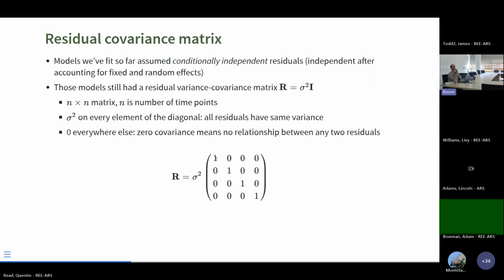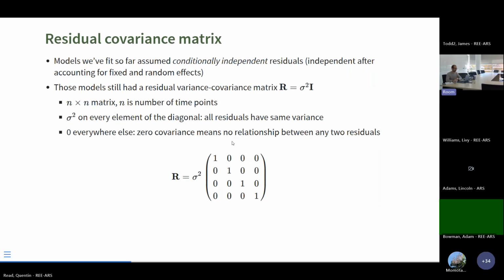The way we start to model residual covariance is by putting numbers that are not 0 into these slots. Then we can model them as being correlated. And this matrix for our time series model is going to be an n by n matrix, where n is the number of time points. This is just an example if there were 4, but our cow model has 23 time points. It'd be a 23 by 23 matrix.